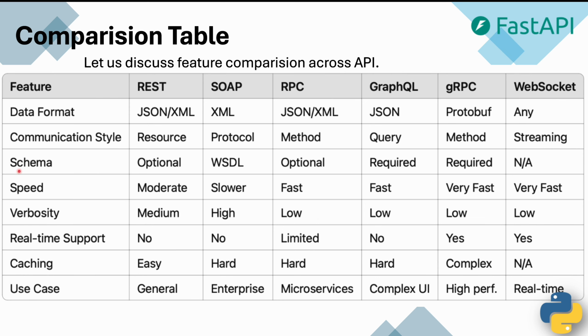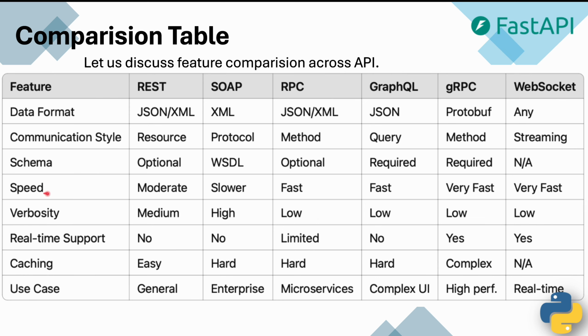Schema. Let us consider schema now. REST API: schema is not mandatory. It is optional for a REST API. SOAP API follows the WSDL schema. RPC API: schema is optional for RPC. GraphQL API: schema is mandatory. gRPC API: schema is also mandatory. WebSocket API: schema is not required at all.